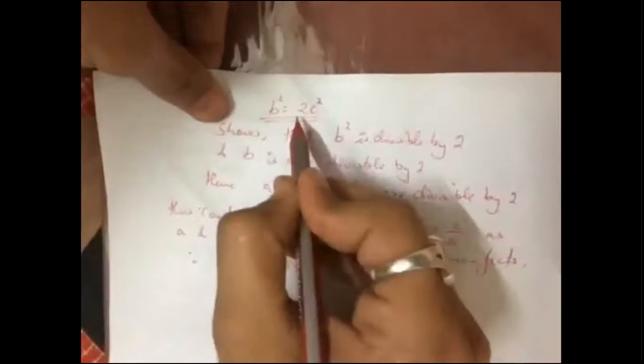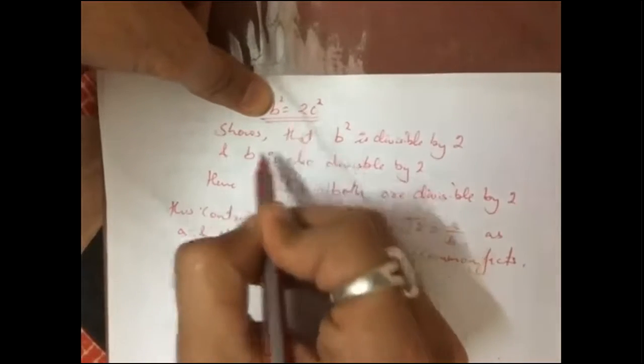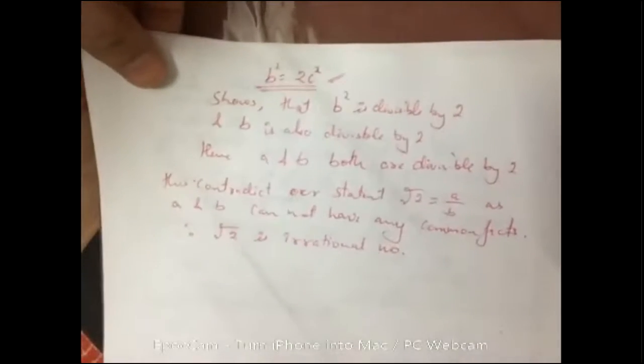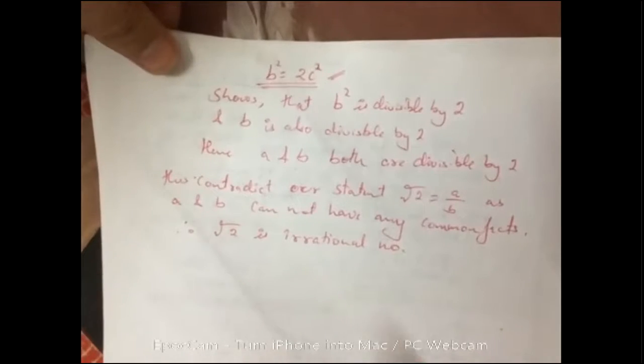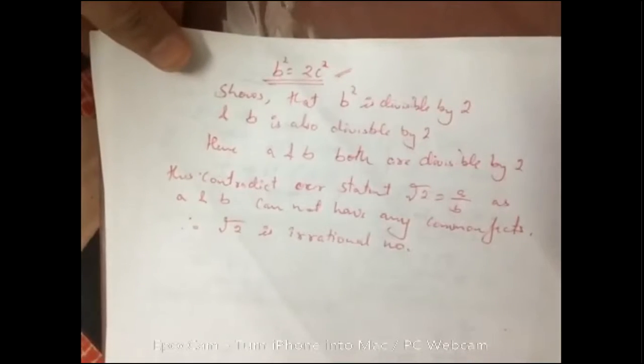Now next, we got b square equals to 2c square. Again this will show, ये क्या show करेगा? That b square is divisible by 2 and b is also divisible by 2. This statement actually shows that b square is divisible by 2, therefore b is also divisible by 2. Hence a and b both are divisible by 2. First हमने क्या prove किया था? That a is divisible by 2. Now we have proved that b is also divisible by 2. Okay.